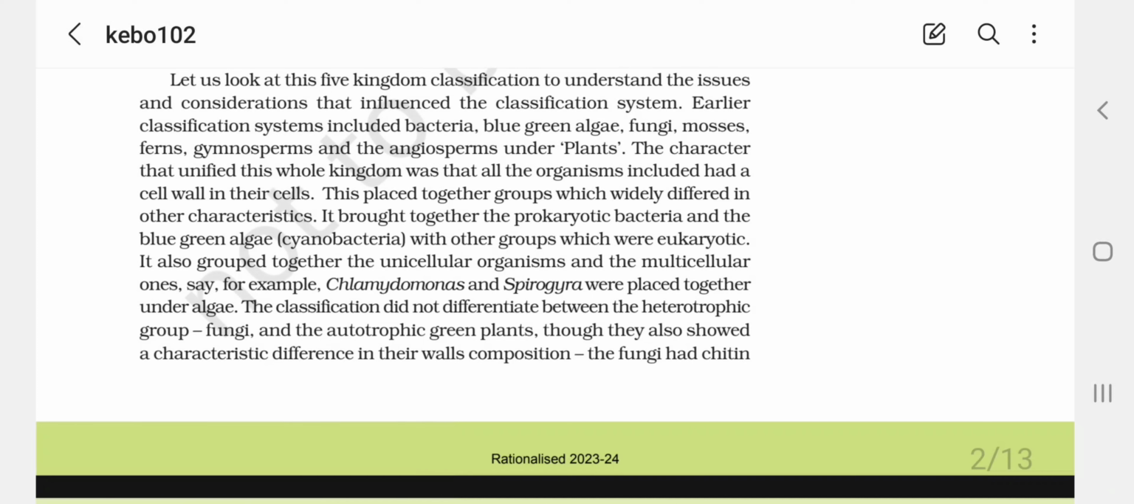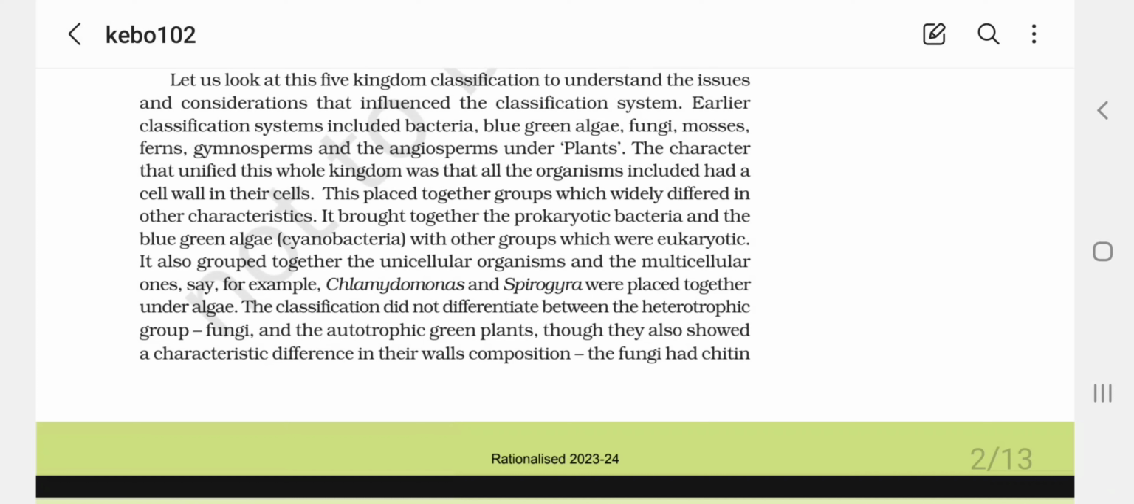Earlier, classification systems included bacteria, blue-green algae, fungi, mosses, ferns, gymnosperms, and the angiosperms under plants. The character that unified this whole kingdom was that all the organisms included had a cell wall in their cells. This placed together groups which widely differed in other characteristics. It brought together the prokaryotic bacteria and the blue-green algae, cyanobacteria, with other groups which were eukaryotic. It also grouped together the unicellular organisms and the multicellular ones.